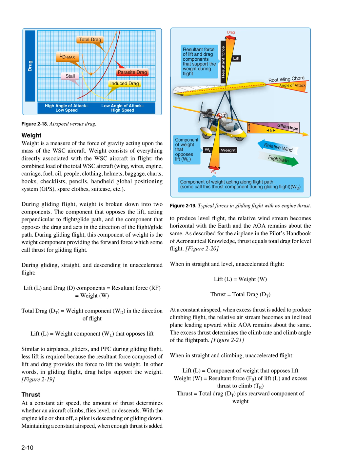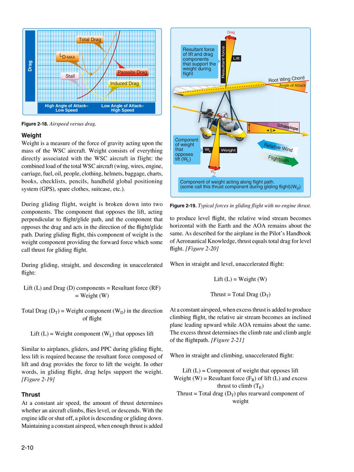Figure 220. When in straight and level, unaccelerated flight, lift, L, equals weight, W, and thrust equals total drag, DT, at a constant airspeed. When excess thrust is added to produce climbing flight, the relative air stream becomes an inclined plane leading upward while AOA remains about the same. The excess thrust determines the climb rate and climb angle of the flight path.